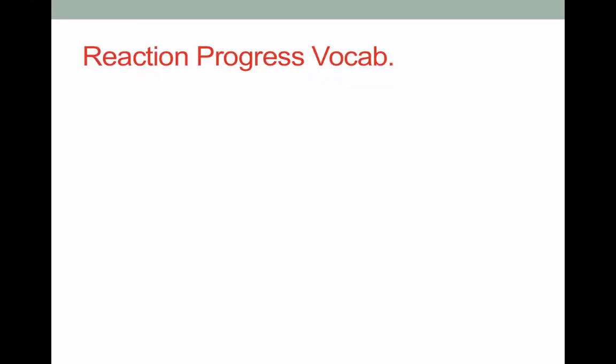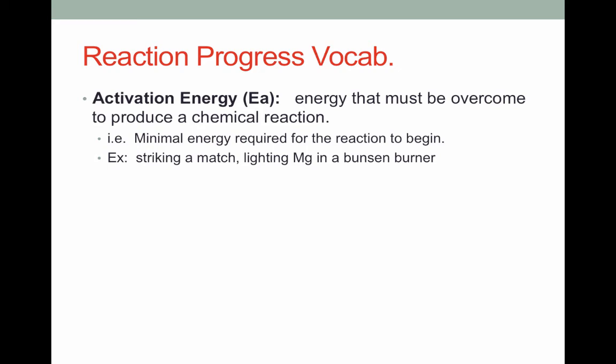We can represent a reaction process using a diagram, but before we do so, there's some vocabulary we need to know. First is the activation energy, which is abbreviated capital E, small a. This is the energy that must be overcome to produce a chemical reaction. In other words, it's the minimal energy required for the reaction to begin. You can think about it as the energy required to produce a fruitful collision.